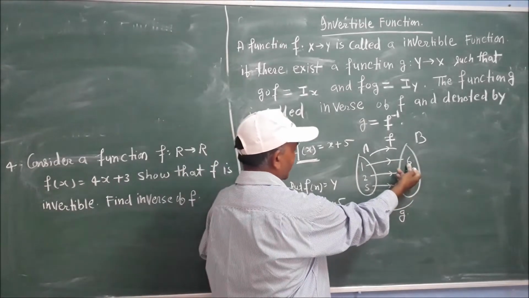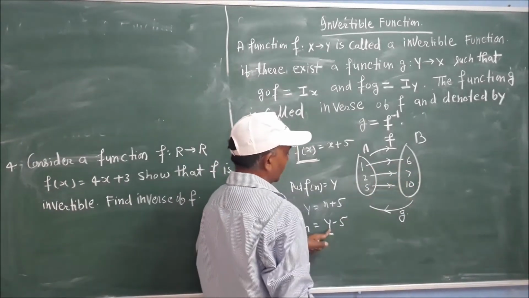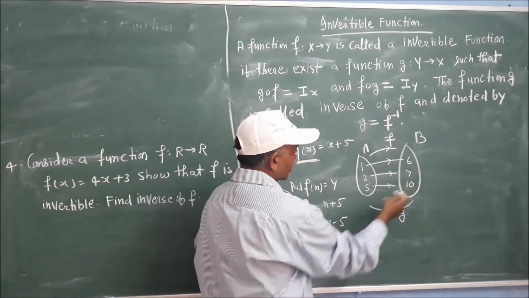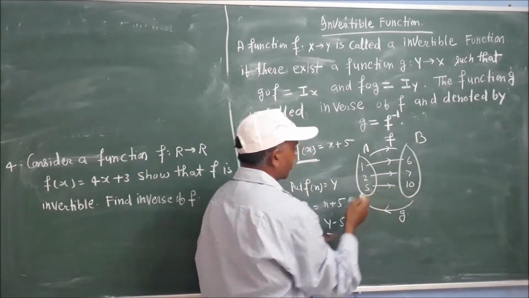Put here y is equal to 6, 6 minus 5 is 1. y is equal to 7, 7 minus 5 is 2. y is equal to 10, 10 minus 5 is 5.